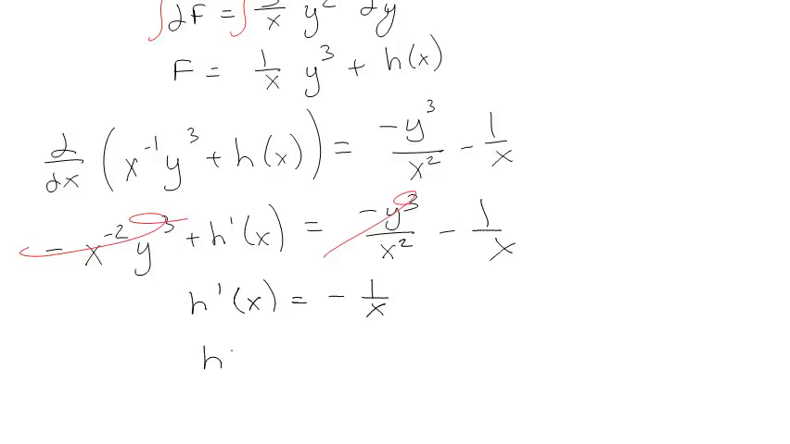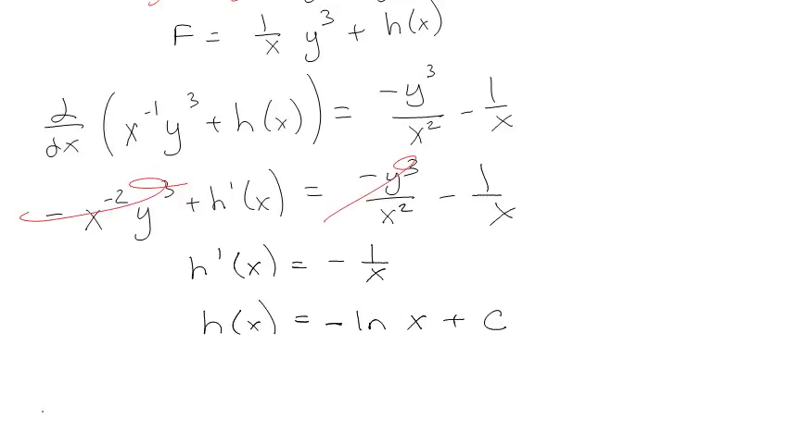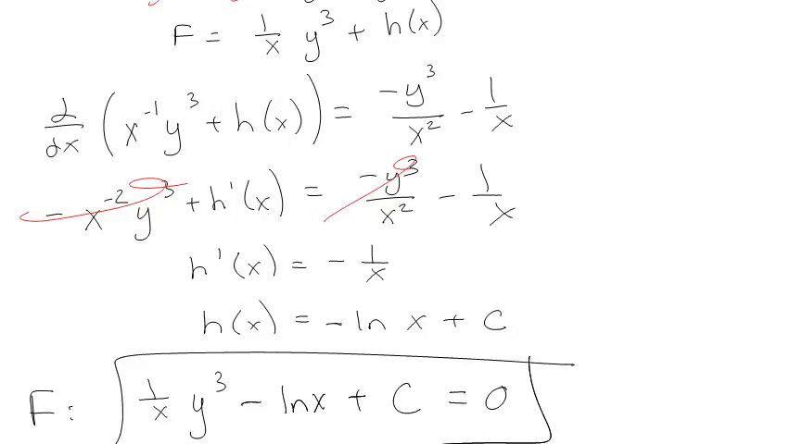So that means that h of x is equal to negative ln of x plus c. So what's nice about that is now I can create my f function, which is 1 over x y cubed plus h of x, which is minus ln of x plus c. And that equals 0. And therefore I was able to find the solution to this lovely first order nonlinear ordinary differential equation, and take it from there.